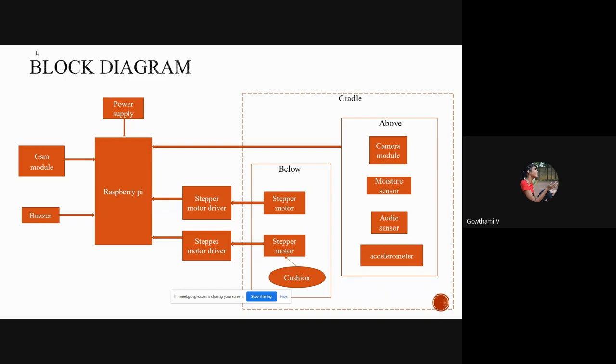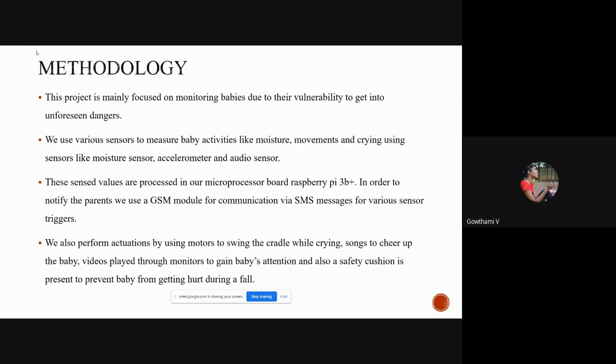We are using two stepper motor drivers, one to swing the cradle and the other attached to the safety cushion, and these motors are connected to stepper motor drivers. Raspberry Pi, GSM module, the battery and the buzzer are placed separately near the cradle. So now let's move on to the methodology.